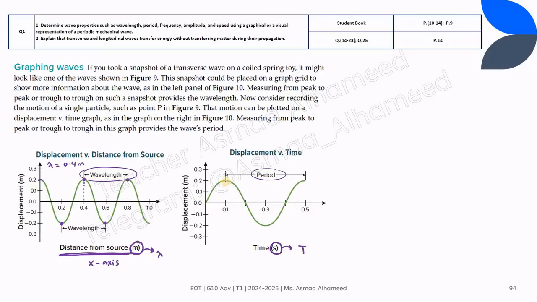Now for the period we do the same. We can say from here all the way to here, or you can start from here all the way until you start repeating the same shape. So this number is 0.4, a coincidence, but this one is 0.4 seconds and not meters.